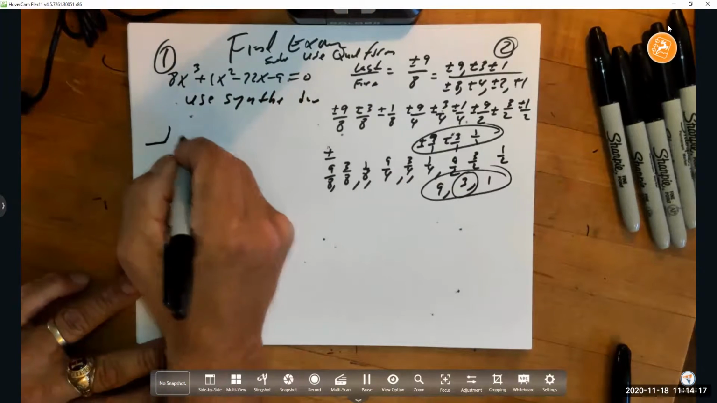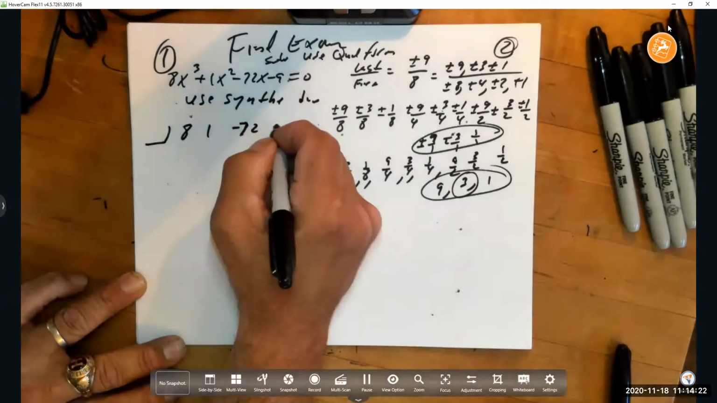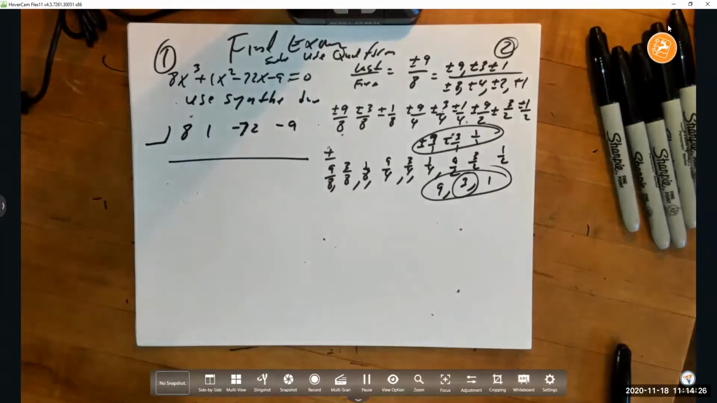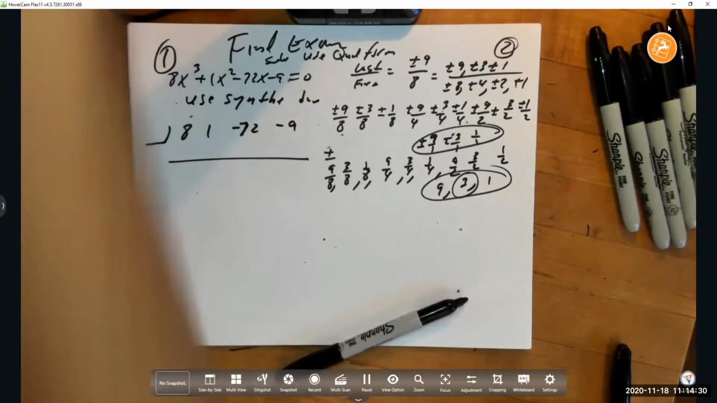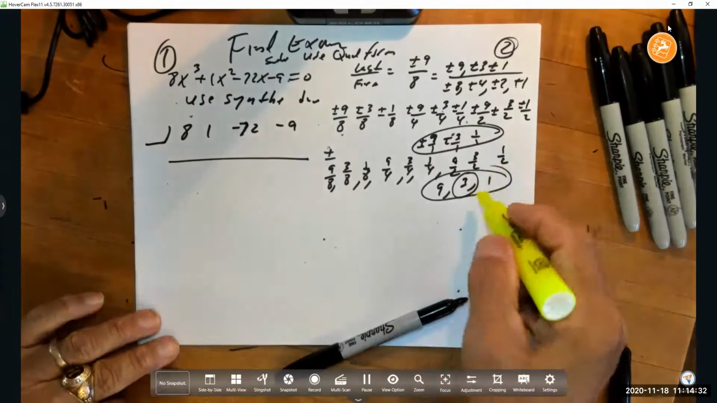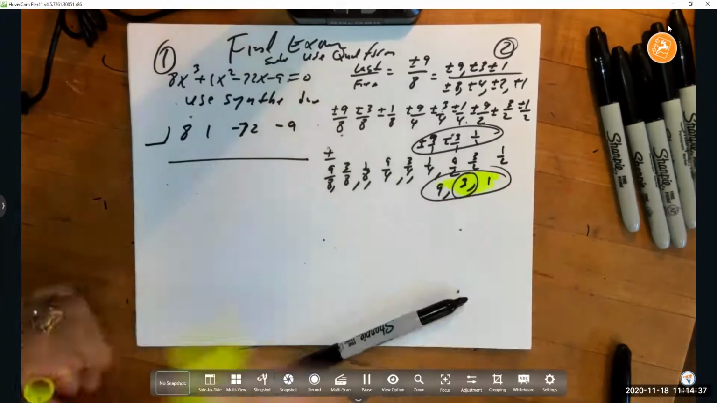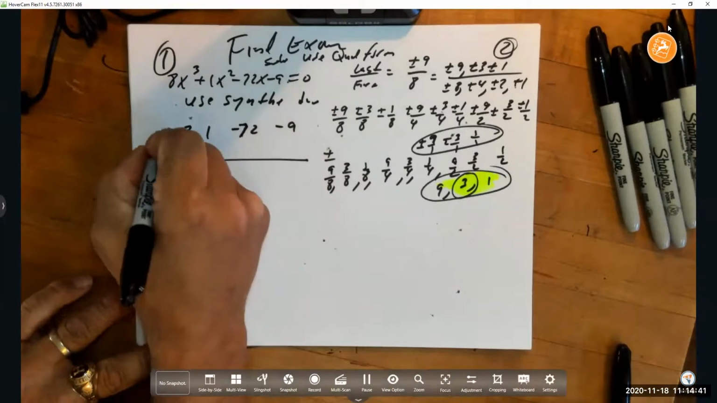So here's the box, the numbers. 8, 1, minus 72, negative 9. There they are. There's the 4 numbers. So I'm going to start with 3. I said don't use these fractions here. Use these numbers right here. And I will use the little numbers. I will start with 3 or 1 of those first. Now, put the 3 in there. Does that work? Let's see.